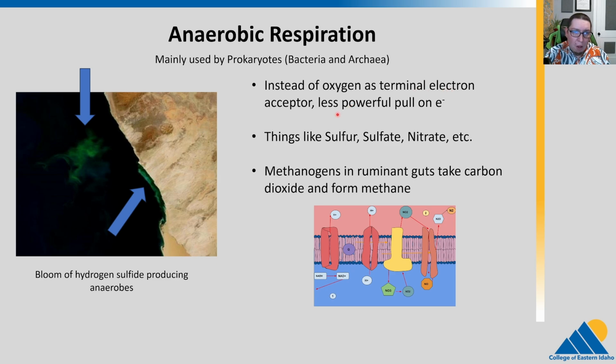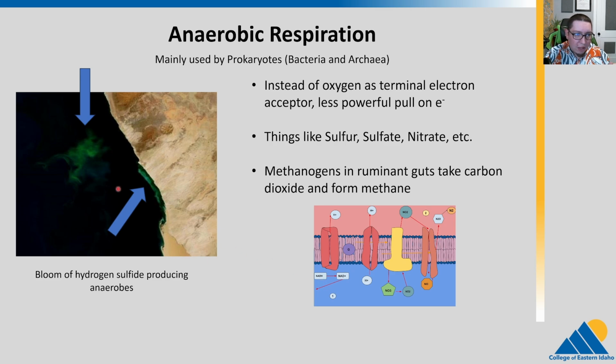They use something else. Now, unfortunately, oxygen has a very strong pull on electrons. Other things are a little less powerful pulling on those electrons. That could be things like sulfur and sulfate and nitrate. Things like methanogens in ruminants' guts, like in cows and stuff like that. They can take carbon dioxide and form methane out of it.